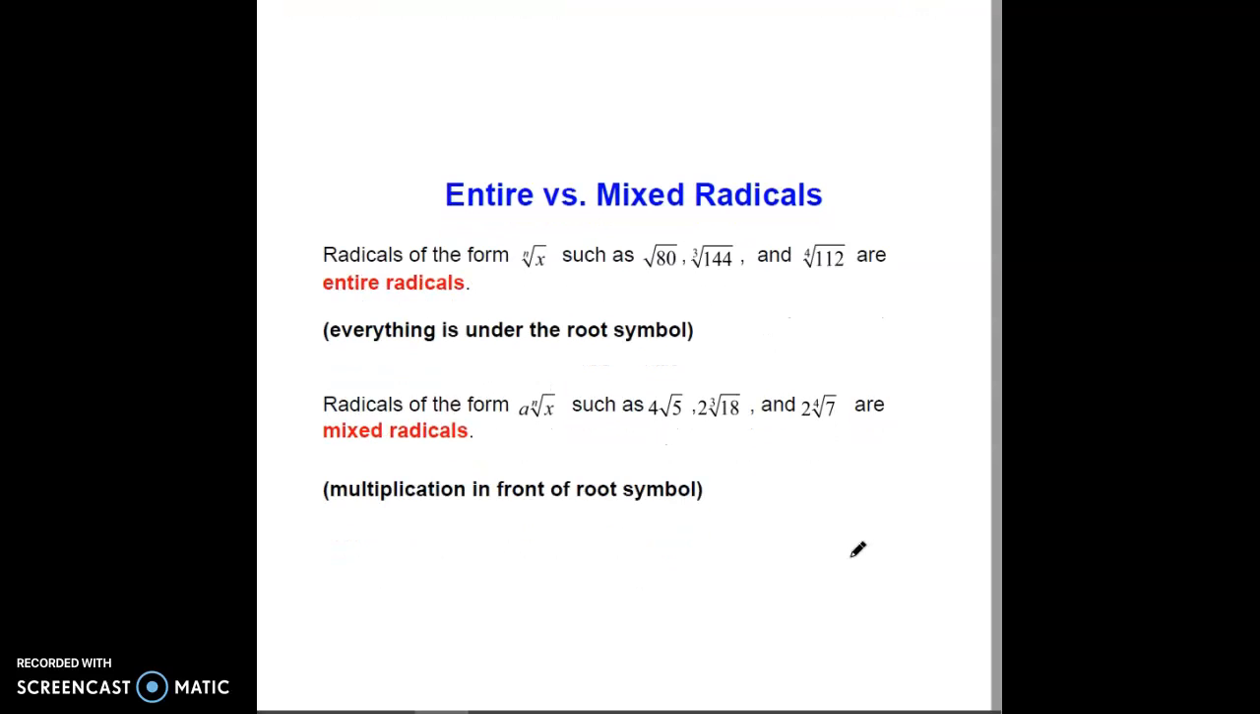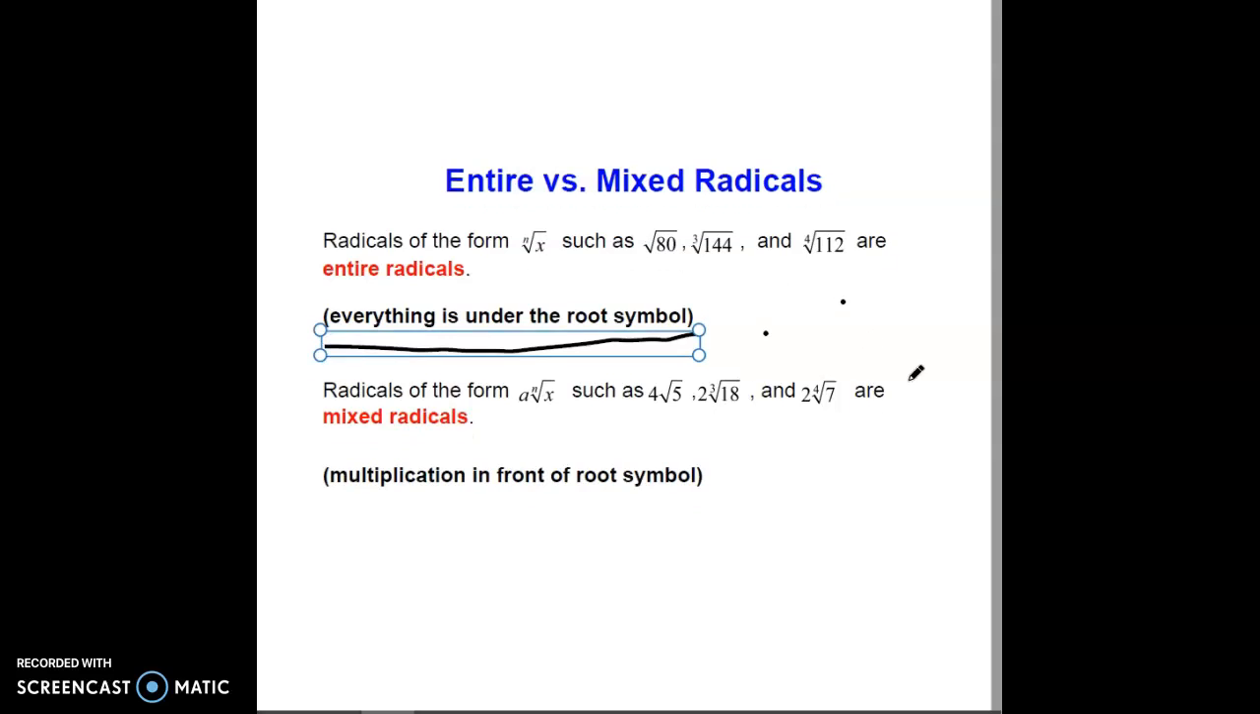So now for the bulk of today's lesson is entire and mixed radicals. So radicals of the form n-th root, when we have an index, so usually it's 2, 3, or 4, such as the square root of 80, the cube root of 144, and the fourth root of 112, are entire radicals, because that means everything is under the root symbol, okay? So when everything is underneath this little root symbol, not including the index, that's a part of the root symbol.